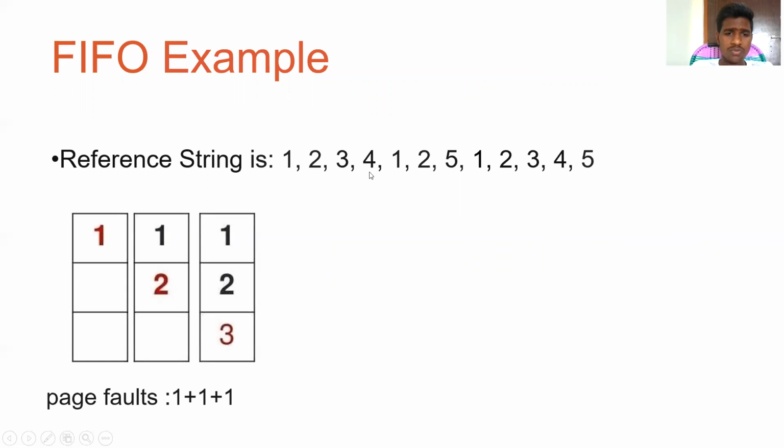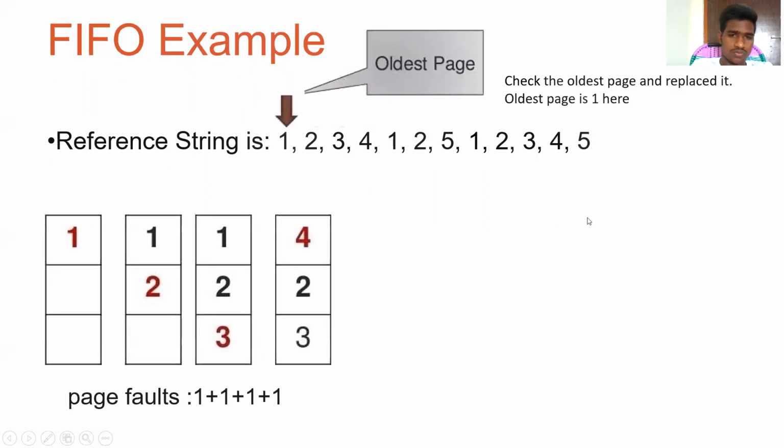the 4 has to be entered into a frame to execute it. So we have to replace 1 from these three frames to execute the 4, as we have the FIFO rule, that is first in, first out. The first in is this 1, so we have to replace this 1 with the 4.